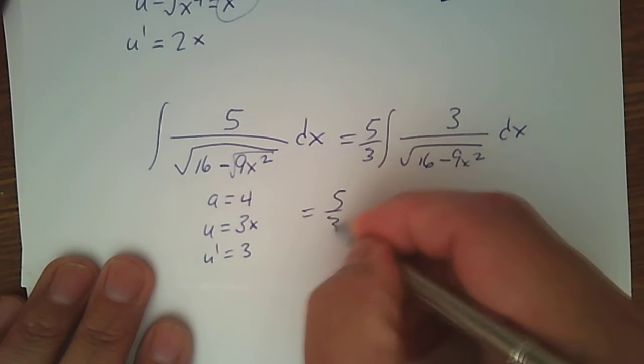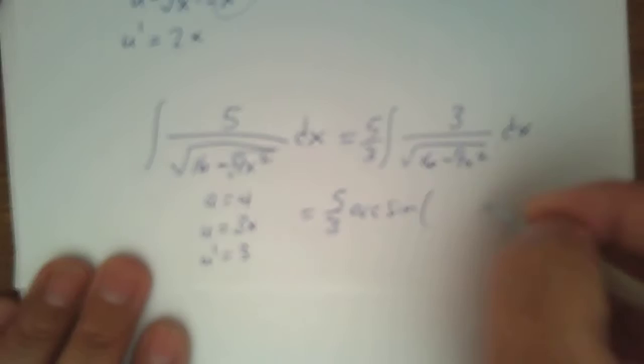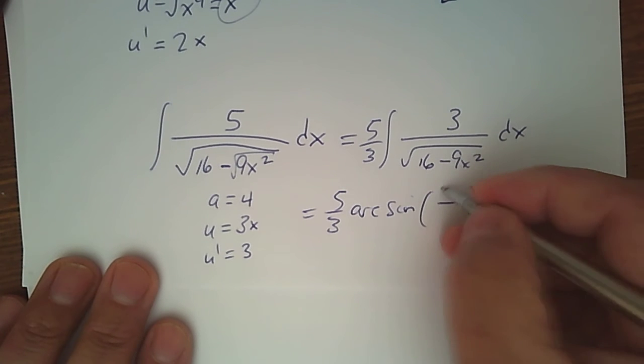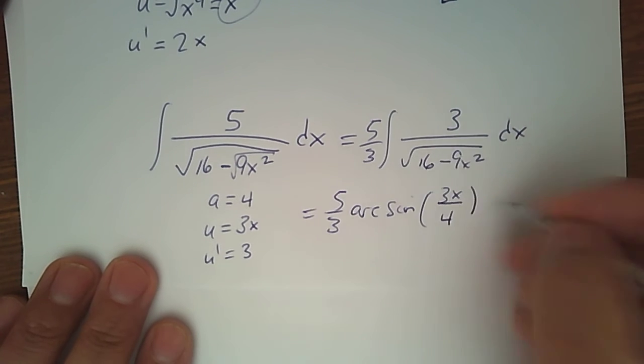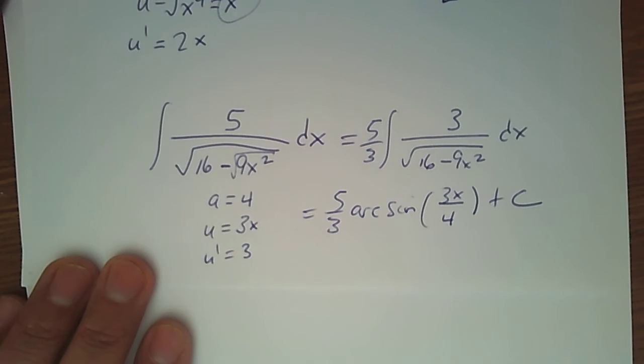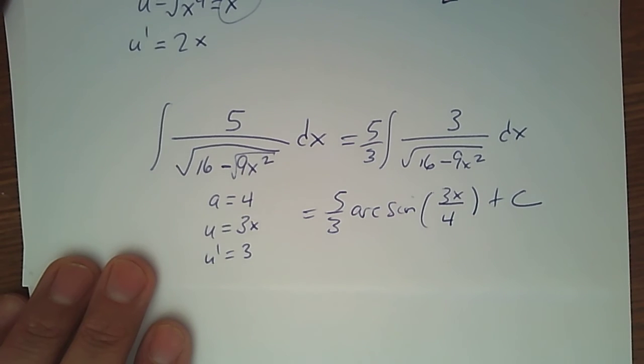So our answer is 5/3 arcsine. Inside is going to be u over a. So that means 3x over 4, and then the constant. Is that enough, you think? So you get the sense of it. So arctangent, can we look at that one?